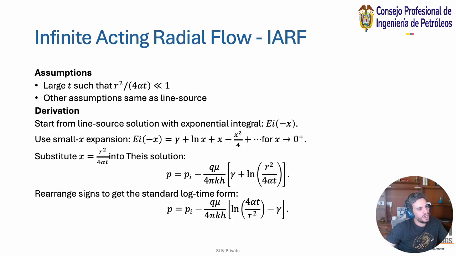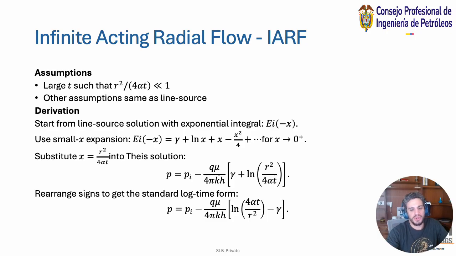So first, let's talk about our assumptions. Our assumption is a large T such that R squared over 4 alpha T is less than 1. And the other assumptions that we're making are the exact same as the line source. So that's the only assumption change that we're making.